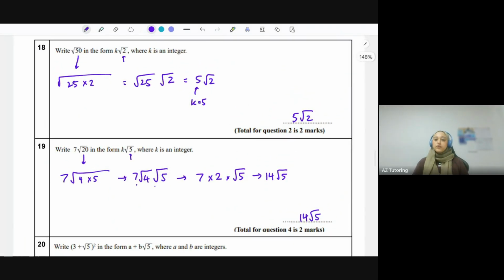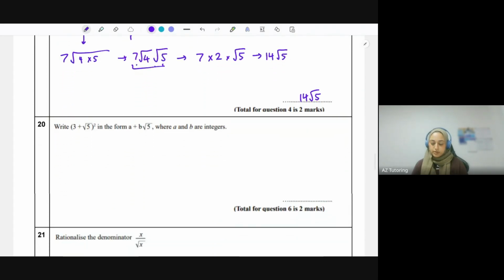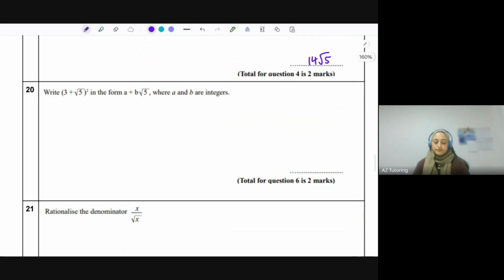So I would say there's a lot of overlapping rules with algebra rules and surd rules. Like seeing 3 things together, they're timesing by each other if there's no sign between them. Okay, this is an interesting one. Write (3 plus root 5) squared in this form here, where a and b are integers. Remember, integers just means whole numbers.